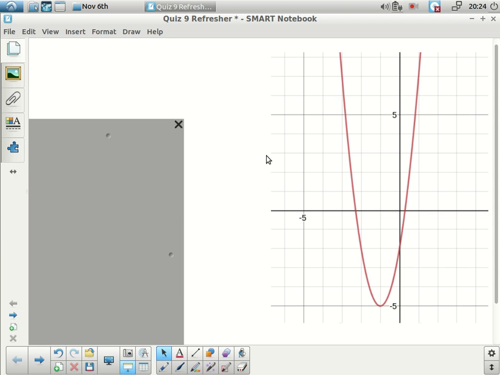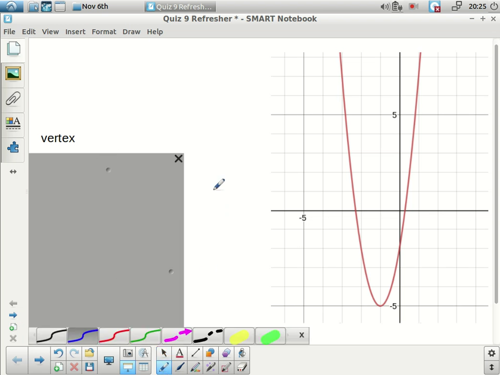Again, the crux of last week was trying to identify the parts of a parabola and find a quick way to graph a parabola. So first we're just going to review the terminology. We're just going to go down the list of words here. So first question is, where would I find the vertex?